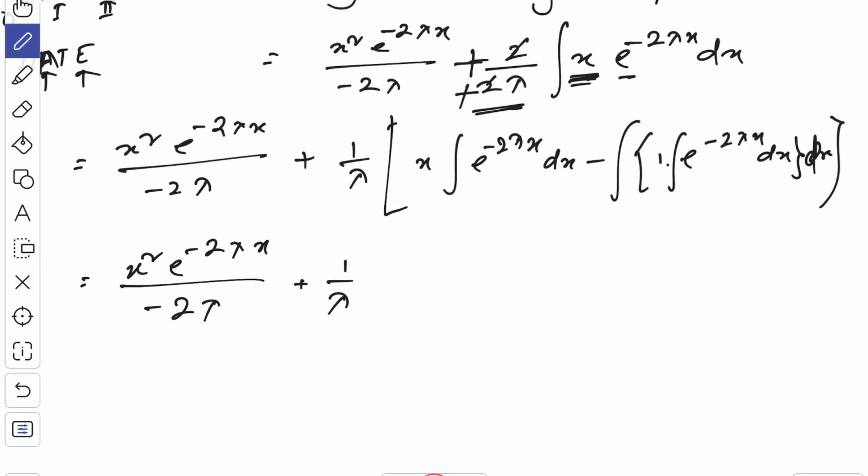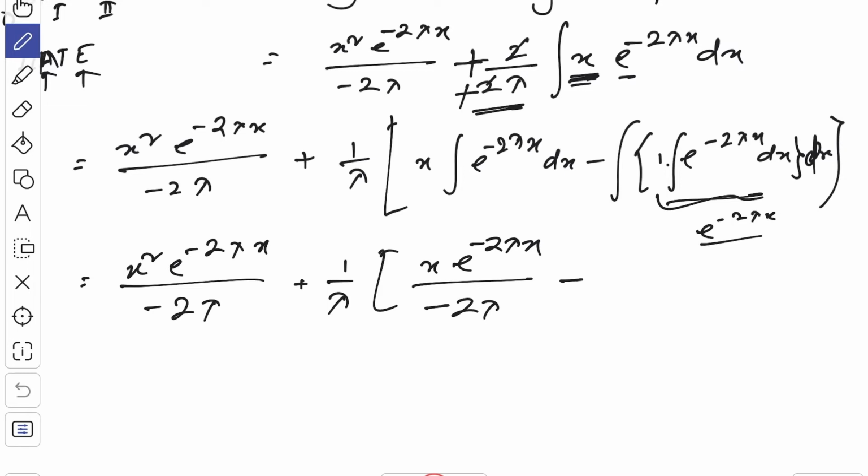plus 1 by lambda, then you will get x, on integration you will get minus e to the power minus 2 lambda x by minus 2 lambda, then minus. If you integrate this twice, then you will get integration of this one is e to the power minus 2 lambda x by minus 2 lambda, and again if you integrate this, as there is also again integration, then it will be plus 4 lambda square here. Okay, so hope you have understood this, it is lambda square, not only lambda.